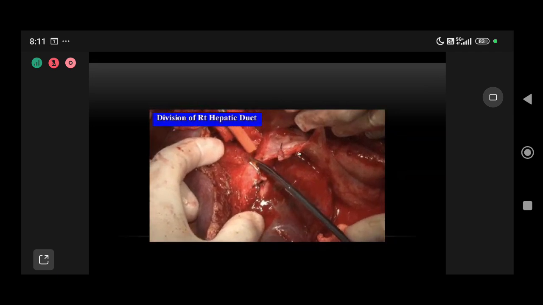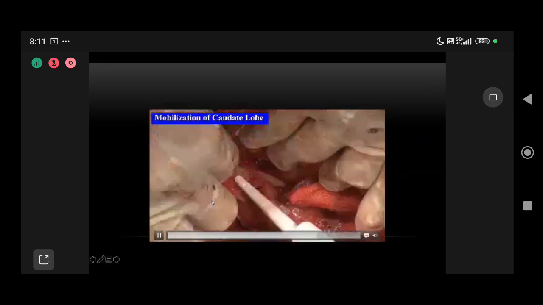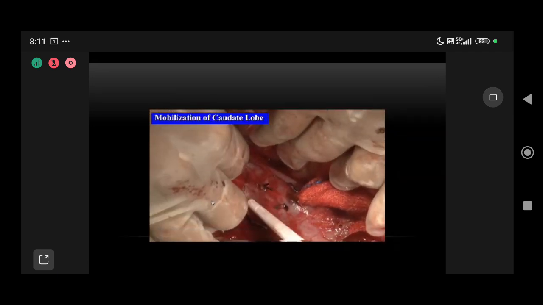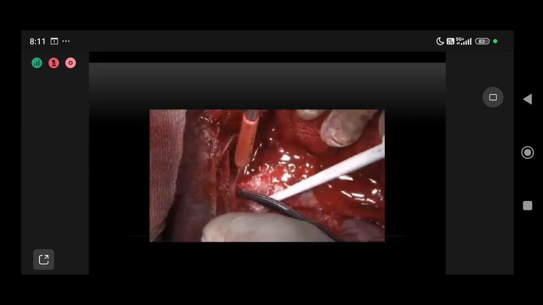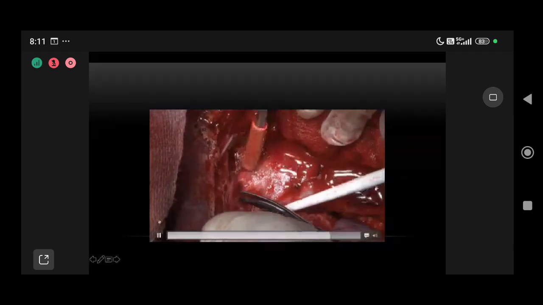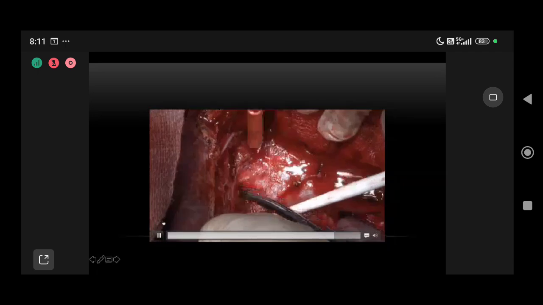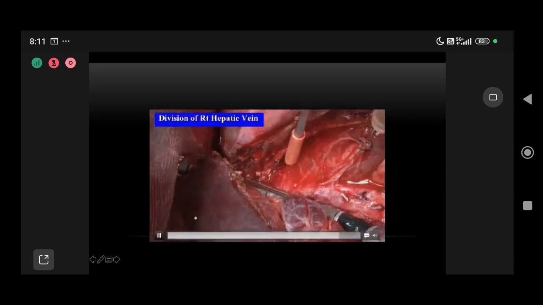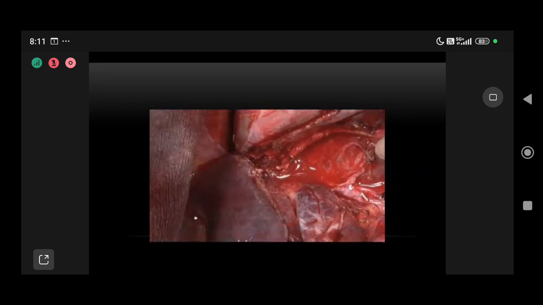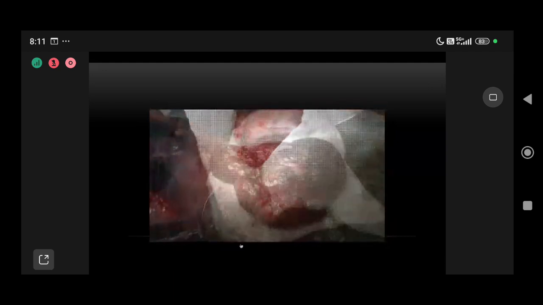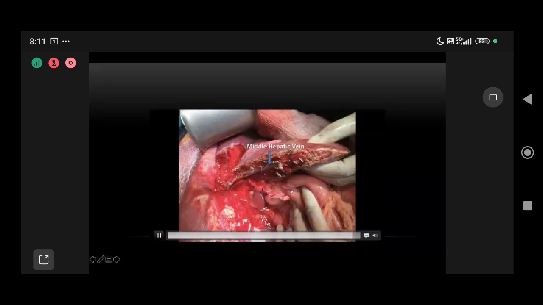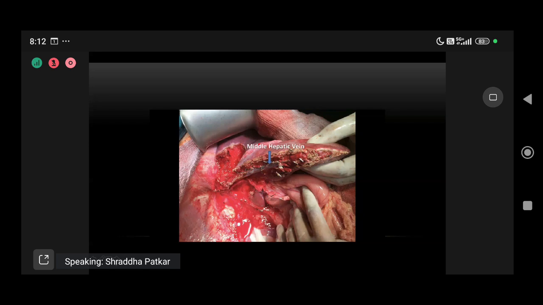In this patient, because it necessitated a right hepatectomy, we had to take the inflow and divide it to get the complete tumor out. Again, the last step is always the division of the right hepatic vein and the complete tumor. So if you realize, it's not appreciated, but the lesion becomes very soft by the end of the surgery because you have taken all the vessels which were supplying it.